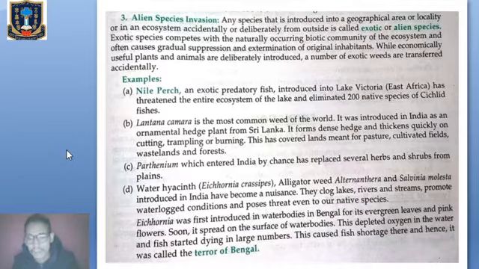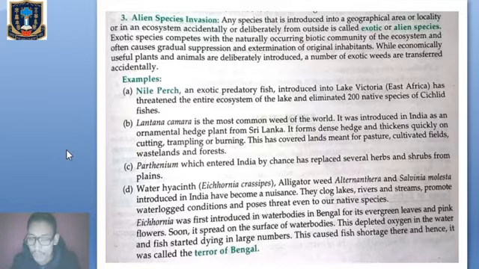Number two is Lantana camara, the most common weed of the world. It was introduced in India as an ornamental hedge plant from Sri Lanka. It forms a dense hedge and thickens quickly on cutting, trampling or burning, and it has covered land meant for pasture, cultivated fields, wastelands and forests. So here Lantana camara is creating a problem. Parthenium, which entered India by chance, has replaced several herbs and shrubs from the plains. Water hyacinth, Eichhornia, then alligator weed, Alternanthera, and Salvinia molesta were also introduced in India, and they became a nuisance. So these are also exotic species.